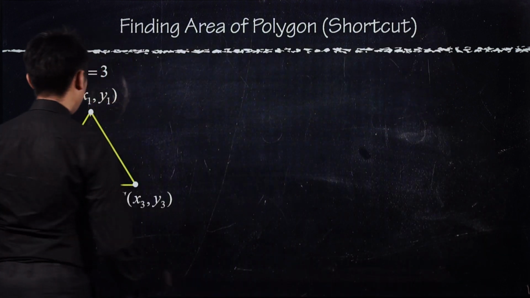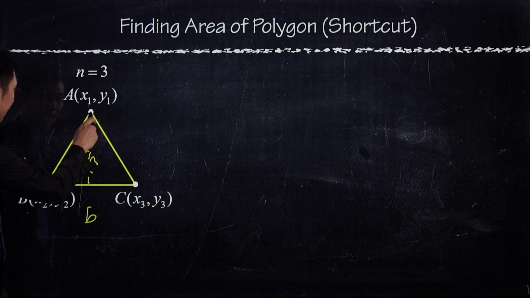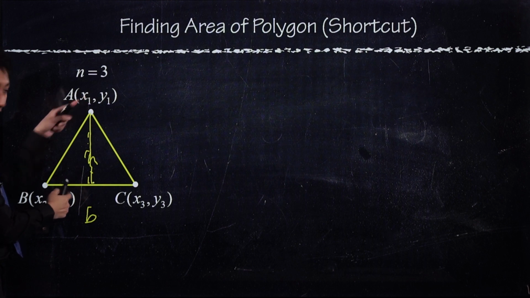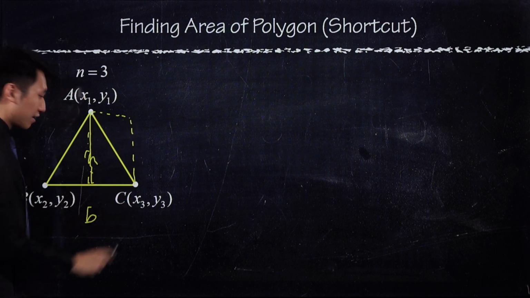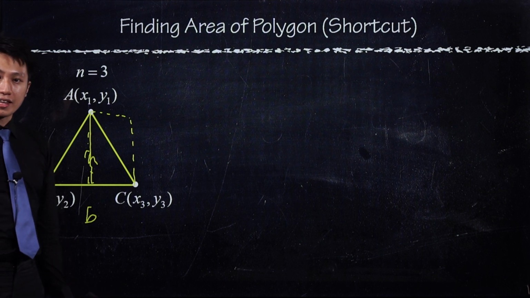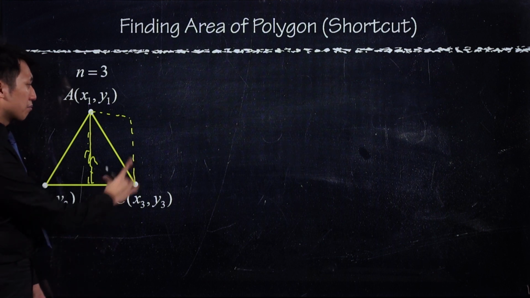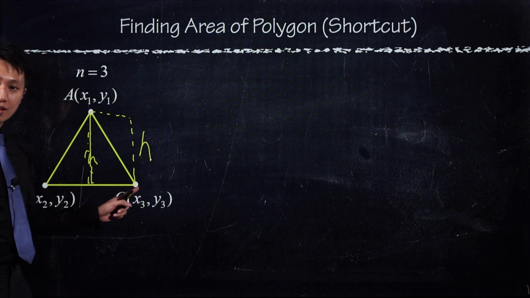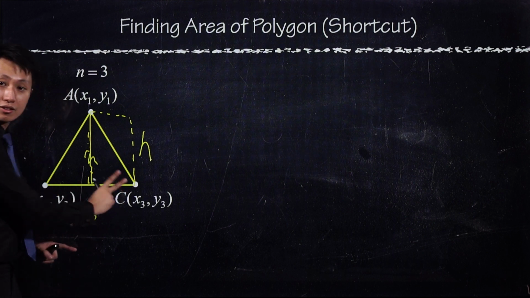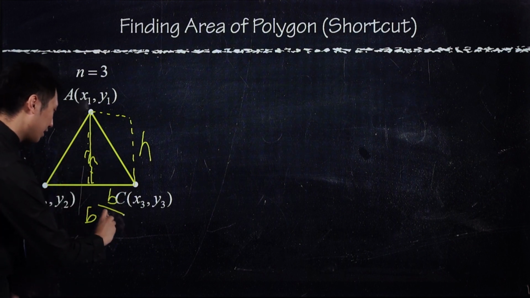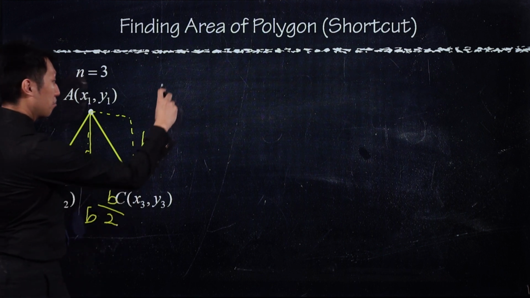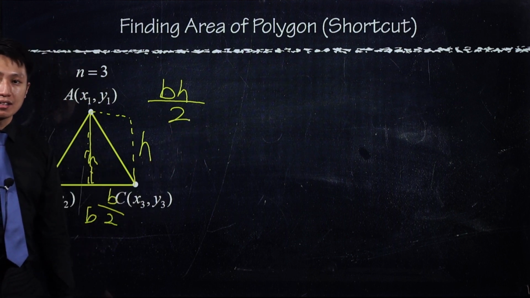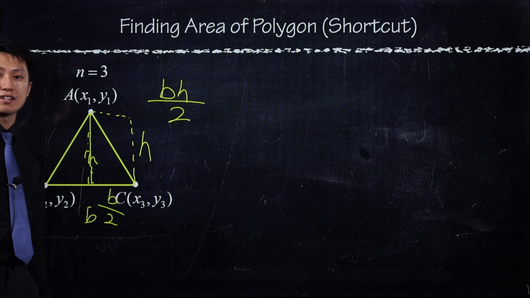Or what else can you do? You can even separate this one into half, then turn this piece and place it over here. Then it becomes a rectangle. You take this side multiplied by this side. This side is h, and this side is b divided by 2. Hence, it is b times h divided by 2. The base times the height divided by 2 is the area of a triangle.